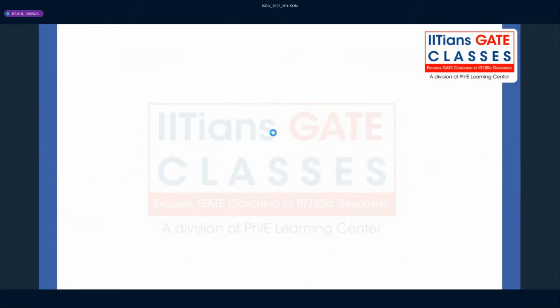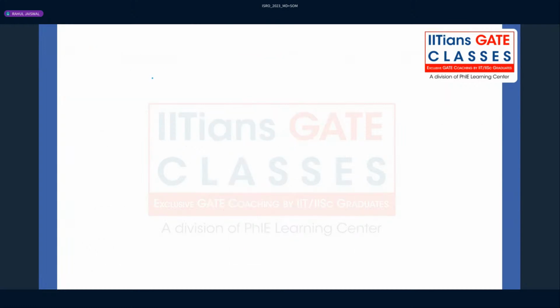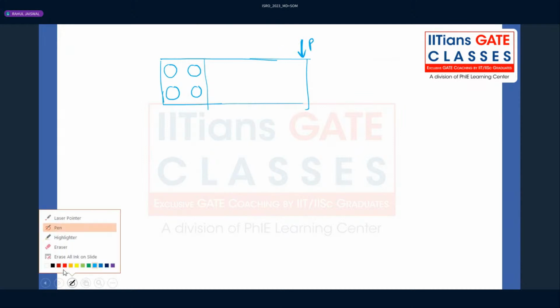The next question belongs to riveted joints. Rectangular plates are joined by 4 identical rivets. The shear load on the worst loaded rivet will be what? So here, for the worst loaded rivet, we have to find the shear load. Again, you know that whenever any riveted joint is there, it will be subjected to two kinds of shear load. One is primary, the other is secondary shear load, right?